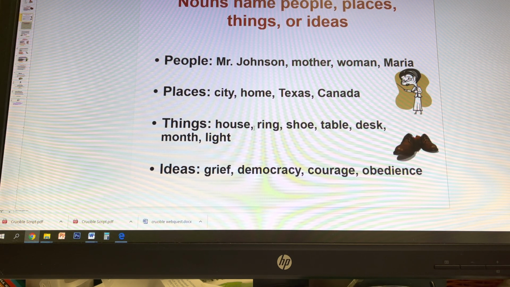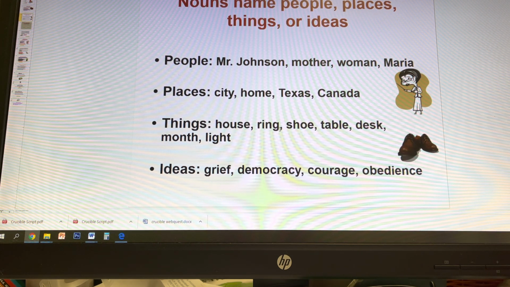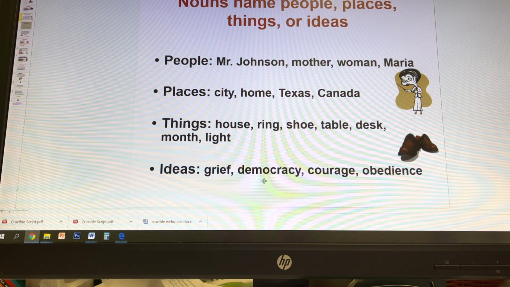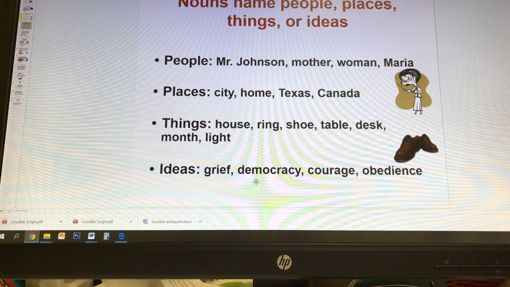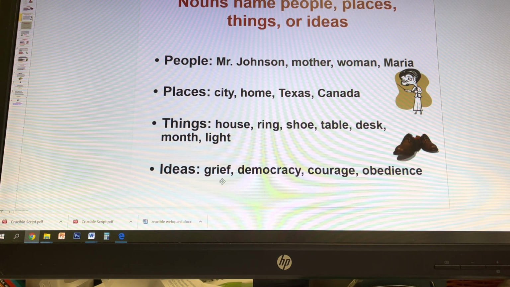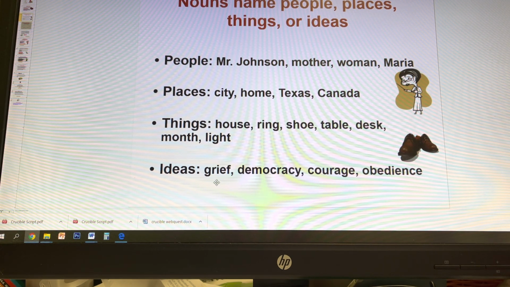Well, a house is not small, but a ring. A teacher could show their ring to a student and say, look, here's a ring. This is a thing. A shoe, a table, a desk, a month, a little bit different, or a light, not that you'd want to touch it. Grief, democracy. How do you explain these things to a third grader? Well, you could say grief means sad, but that doesn't express the depth of that idea.